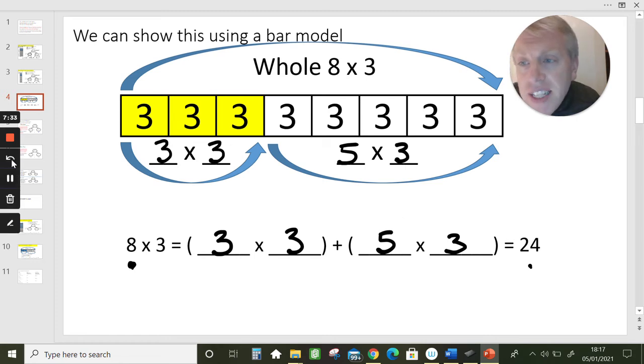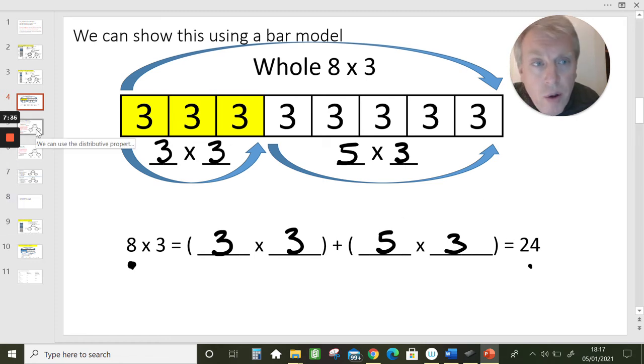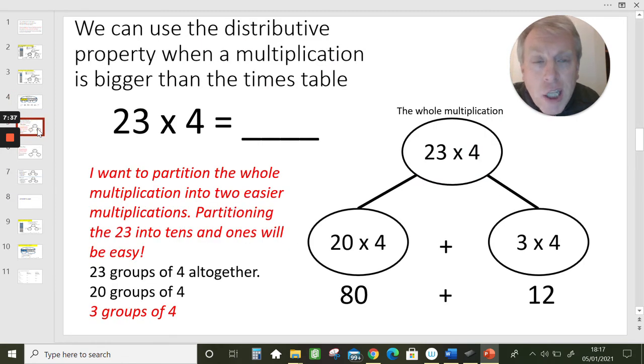Okay, now this is very, very useful when we get to bigger multiplications. And actually this is called the distributive property of multiplication. I know some of you are really interested, and we should all be very interested in words. This is the distributive property of multiplication. We use it a lot when the multiplication is bigger than the times table.